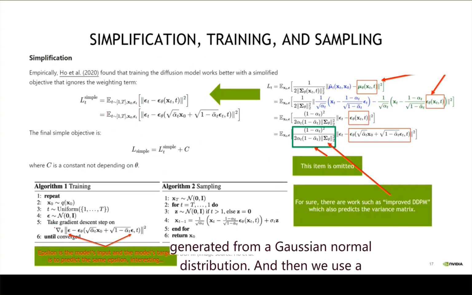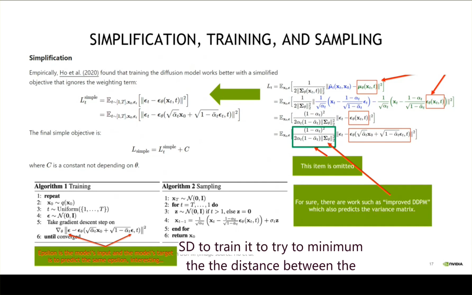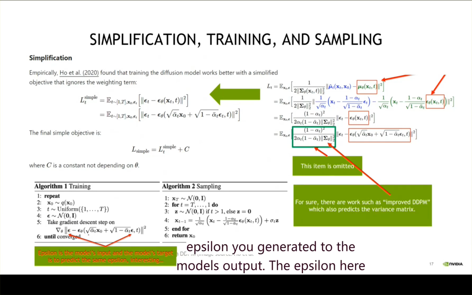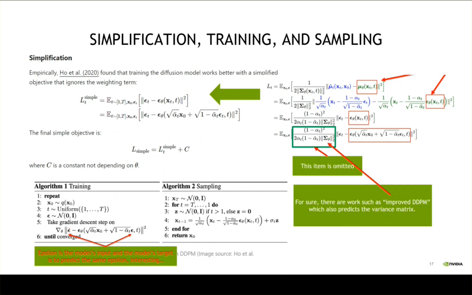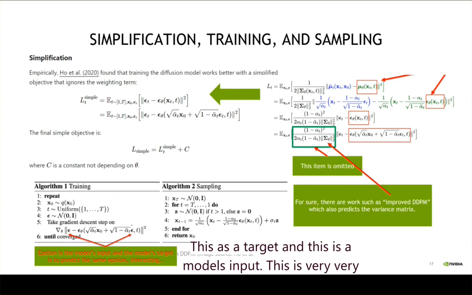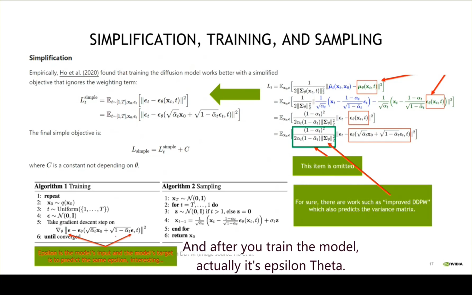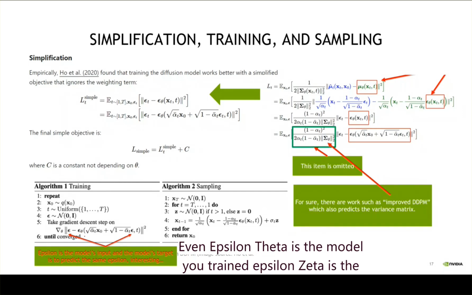Then we use SGD to train the model to minimize the distance between the epsilon you generated and the model's output. The epsilon here is used twice: as a target, and as the model's input. This is very, very important. After you train the model, epsilon theta is the model you trained.